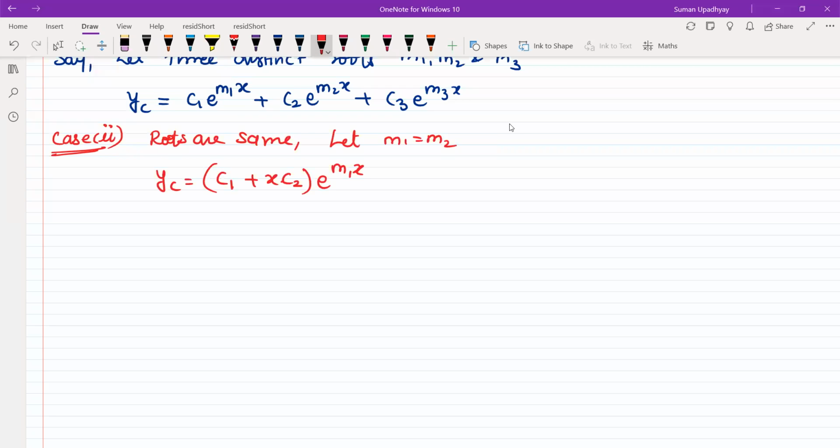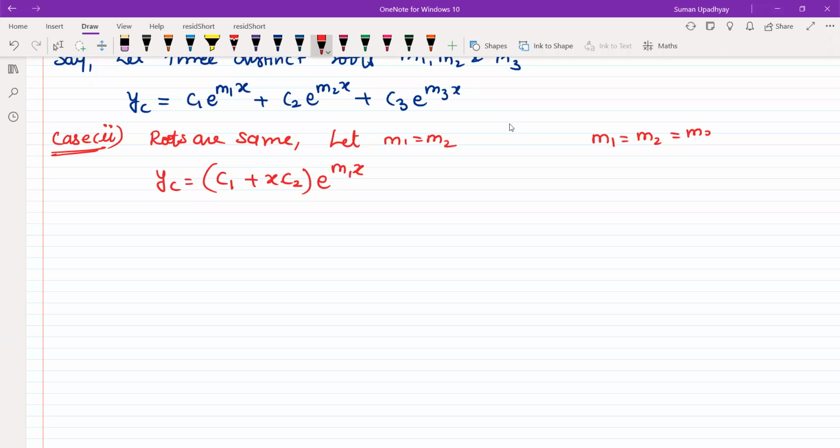Is this clear to all of you? If there are two roots and both the roots are same, then the formula will be C1 plus XC2. Like you said, we'll take out common, but here x is introduced, so you have to keep this in your mind. So it is C1 plus XC2 e raised to m1x. What if there are three roots and all the three roots are same?